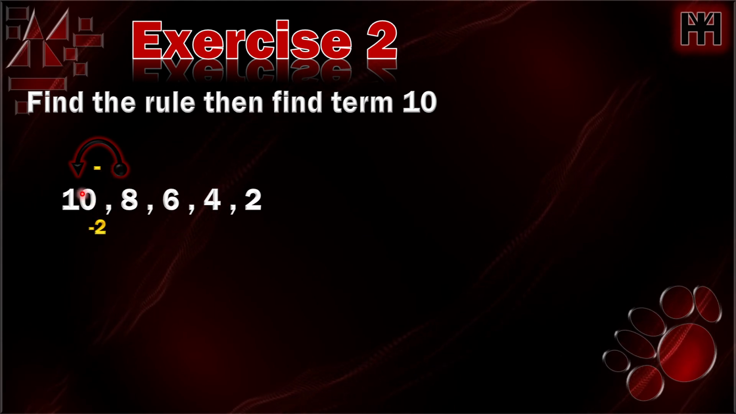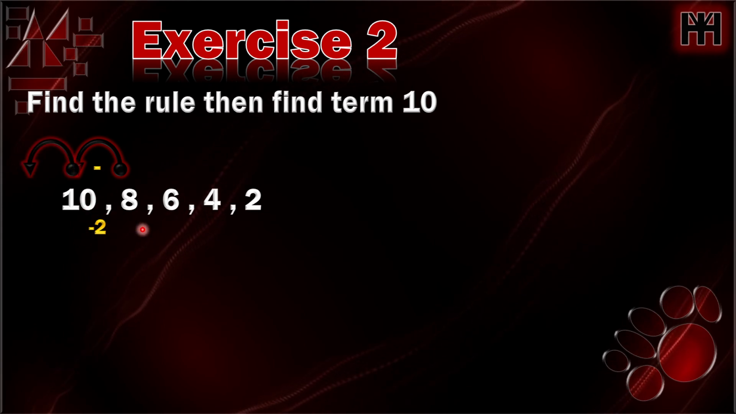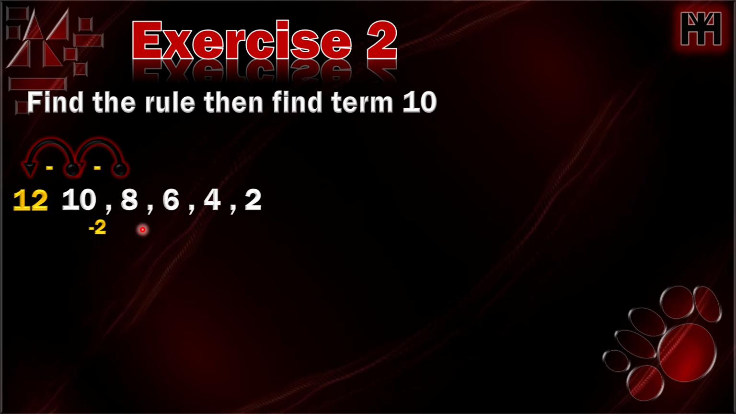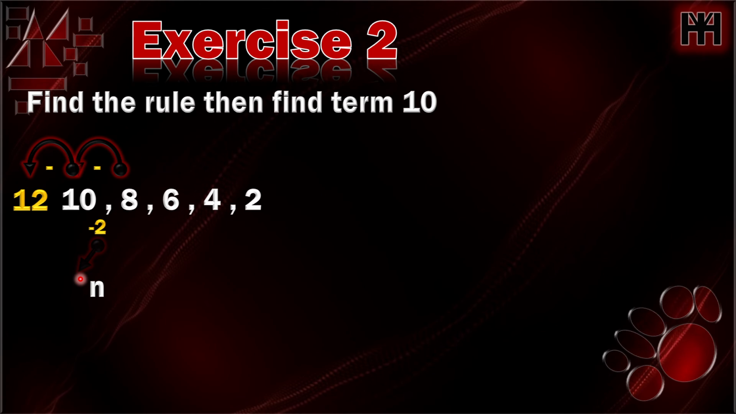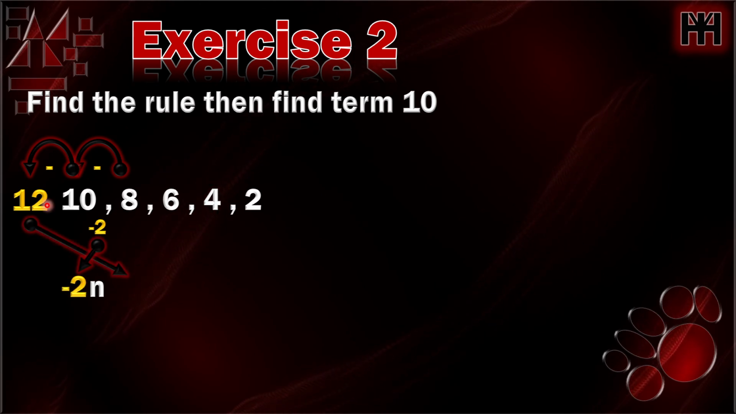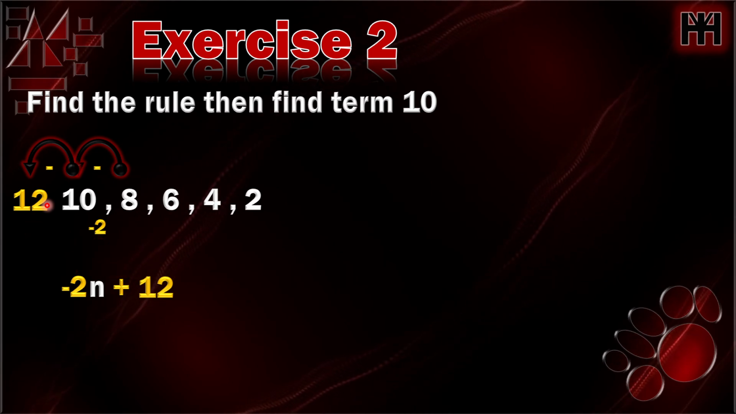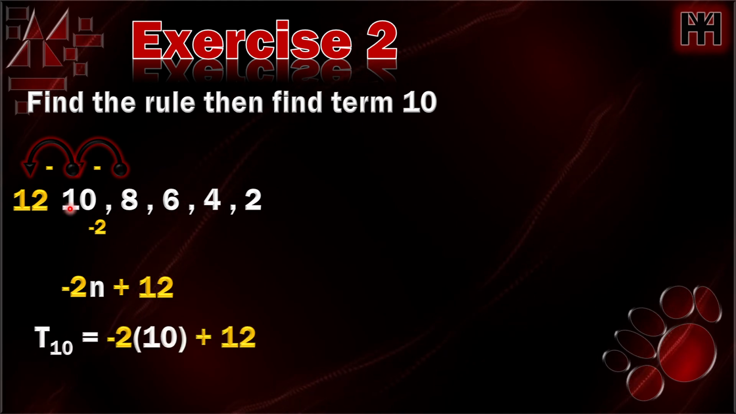Then we have 10 minus this result. 10 minus minus 2. So as if we are saying 10 plus 2, so it's 12. So we write n and put the negative 2 in front of it and put the 12 beside it. Of course 12 is positive, so we have negative 2n plus 12. This is our rule for this sequence. Okay, to find term 10, we will remove n and put 10 instead. So we have negative 2 times 10 plus 12. So the result will be 10.